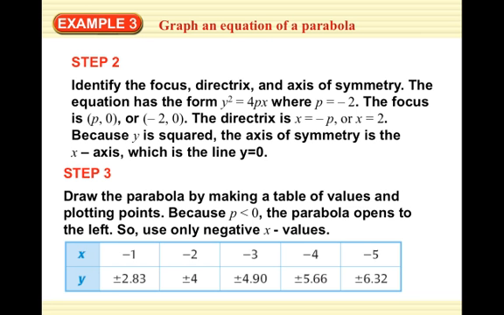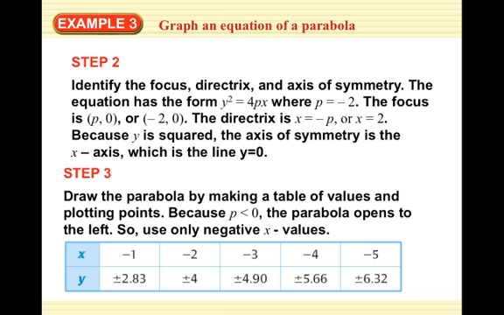Now, the makers of your book kind of went overboard here, and they found a whole bunch of points. They plugged in -1 for x, and so that gave y squared equals 8, so you take the square root of both sides and you get plus or minus square root of 8, or plus or minus 2.83. Then they plugged in negative 2. Well, negative 2 times negative 8 is 16. y squared equals 16, so you take the square root and get plus or minus 4, and so on.